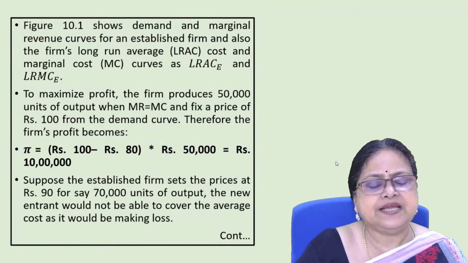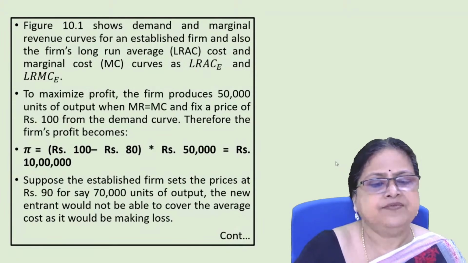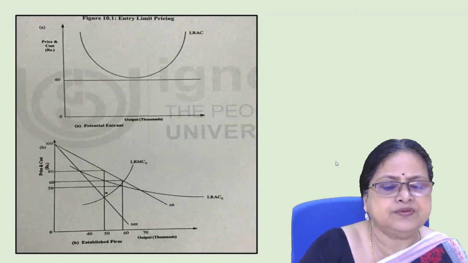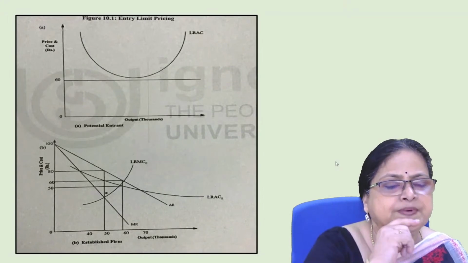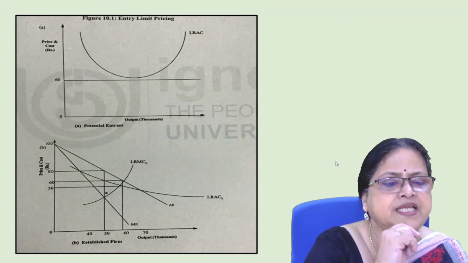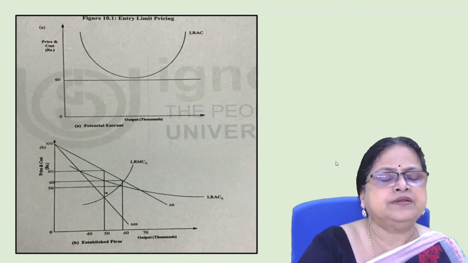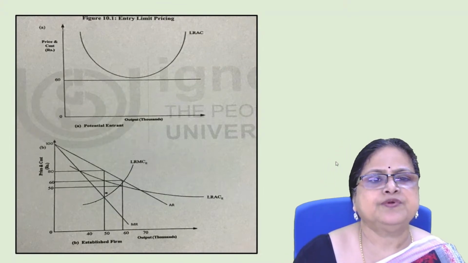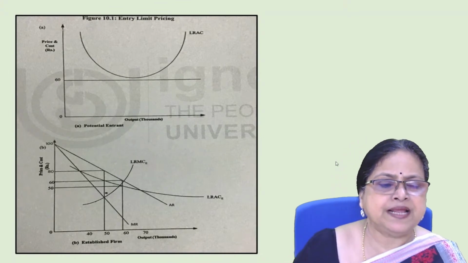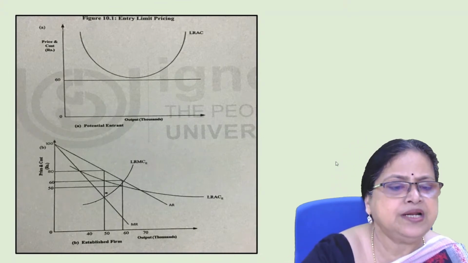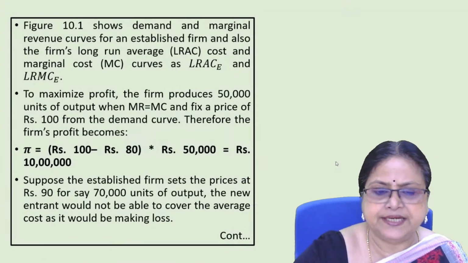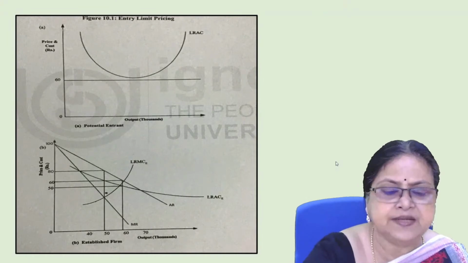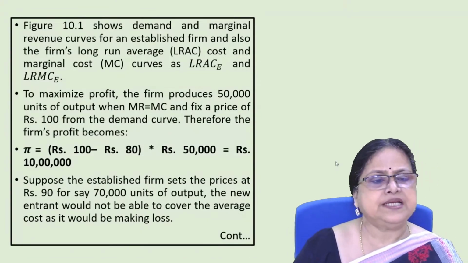Suppose that this firm sets the price at rupees 90 for, say, 70,000 units of output. Now look at this: 70,000 units of output, and the price is becoming 70. Here in part A, you find that the price is 60 and the long run average cost curve of the new entrant is above the price of 60. Now look at this second one: 100 minus 80 multiplied by 50,000 is 10 lakhs.